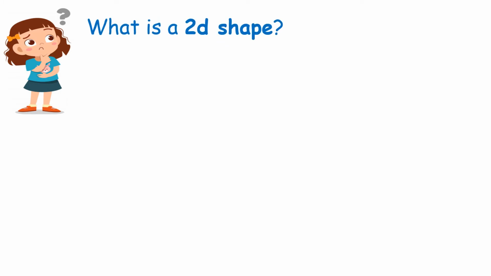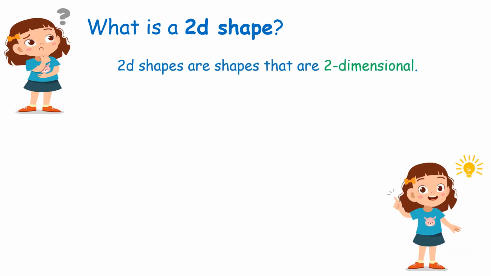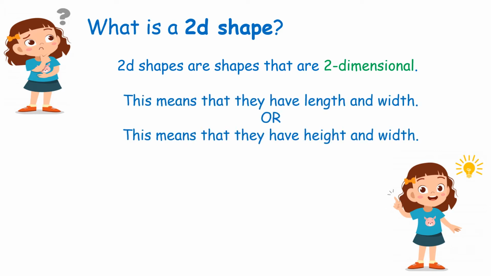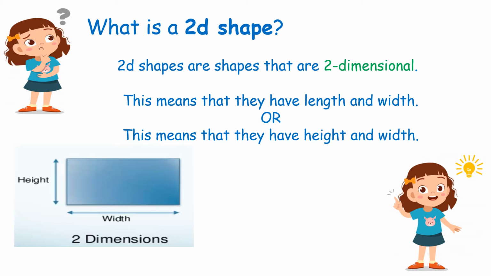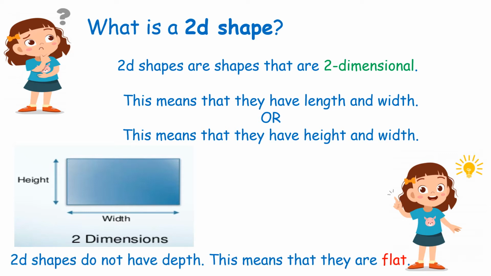Think back to yesterday's lesson. What is a 2D shape? What does 2D mean? 2D stands for two-dimensional. 2D shapes have length and width, or they have height and width. This rectangle here has height and width. It has 2 dimensions. 2D shapes are flat.